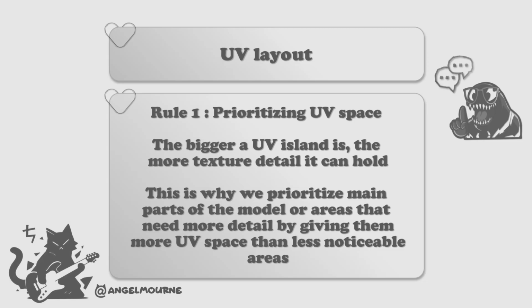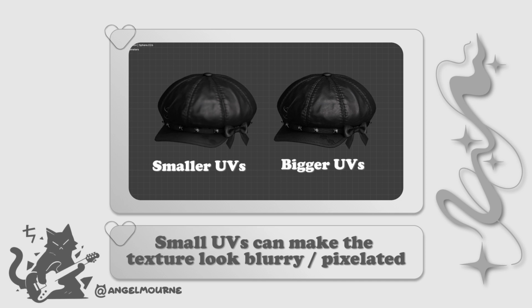The bigger a UV island is, the more texture detail it can hold. This is why we prioritize main parts of the model or areas that need more detail by giving them more UV space than less noticeable areas. Small UVs can make the texture look blurry/pixelated.